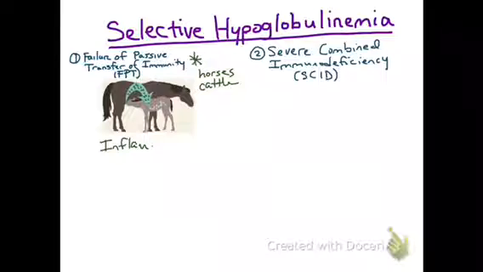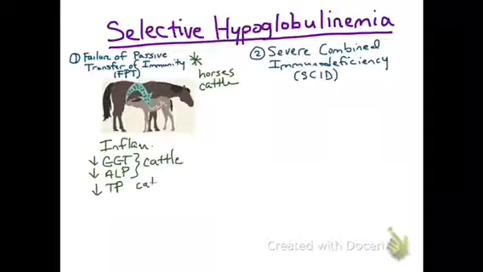So colostrum also contains other substances besides globulins, and that includes enzymes such as gamma-glutamyl transferase, or GGT, and alkaline phosphatase, or ALP. So in some species, you can see low concentrations of these enzymes in the neonate. In particular, this happens more commonly in cattle relative to horses. Also in cattle, the screening test for failure of passive transfer is a decreased total protein by refractometry, but this isn't really a reliable test in foals.